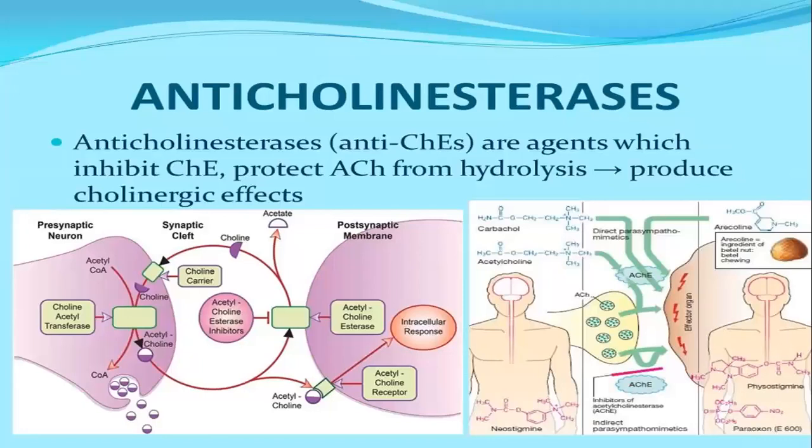Now we come to the anticholinesterases. Anticholinesterases are agents which inhibit acetylcholinesterase. Let us revise about the neuromuscular junction. We have seen in the neuromuscular junction in the skeletal muscle, in the presynaptic terminal, there are acetylcholine vesicles. When an action potential arrives, what happens?